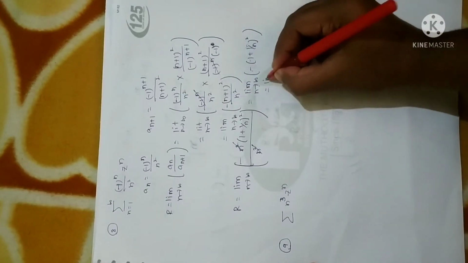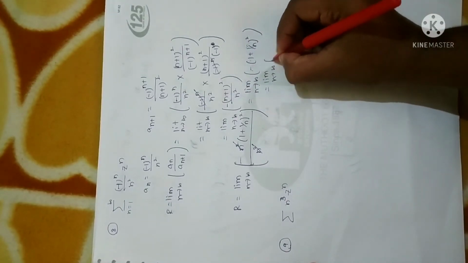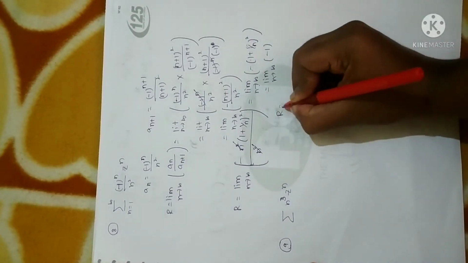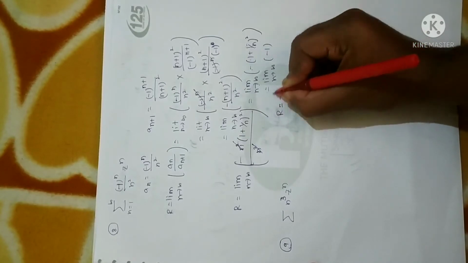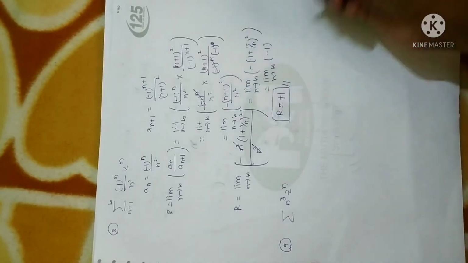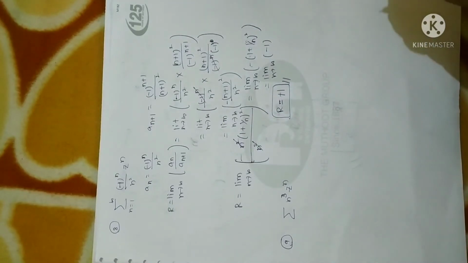See here, limit n tending to infinity, minus 1 you will get. Anyhow, it is independent of n, so I can write r is equal to minus 1. But radius is always a positive quantity, so you are going to change minus 1 to plus 1. So plus 1 is the required radius of convergence.